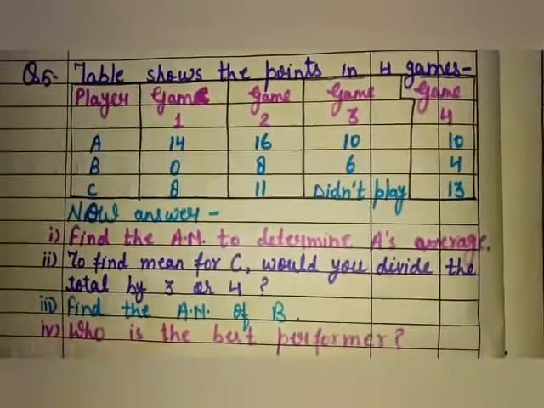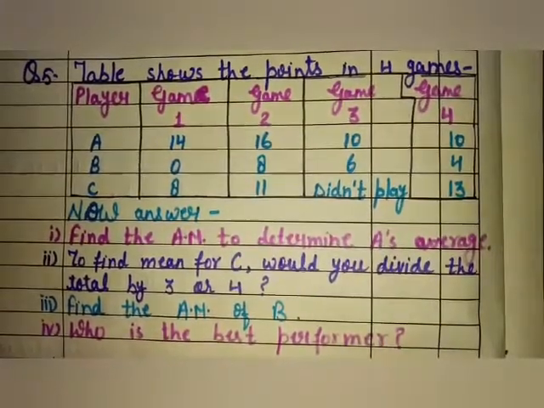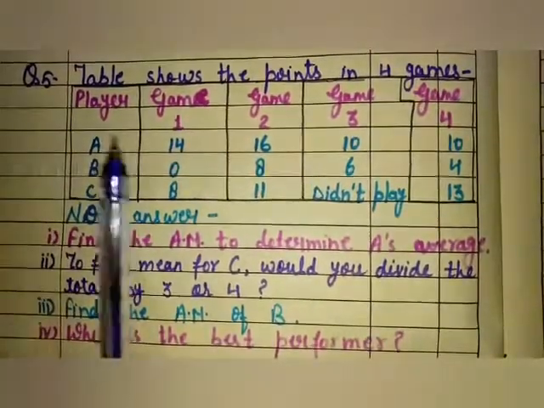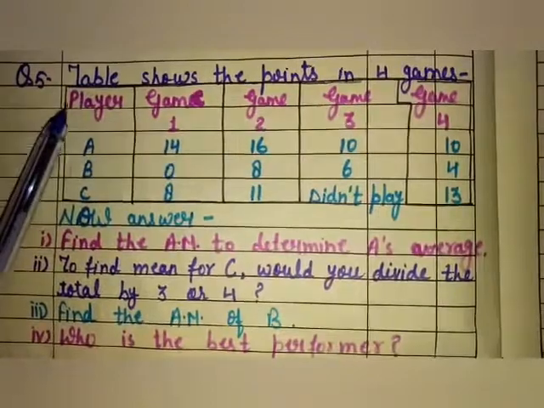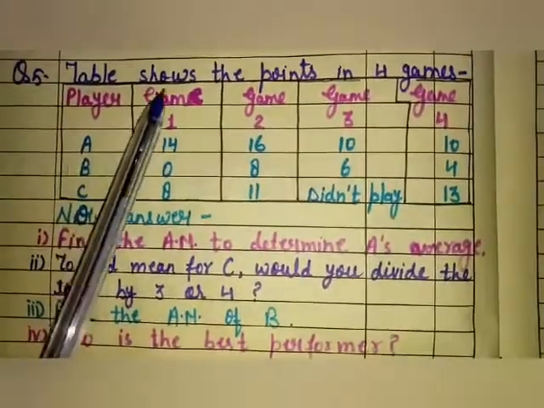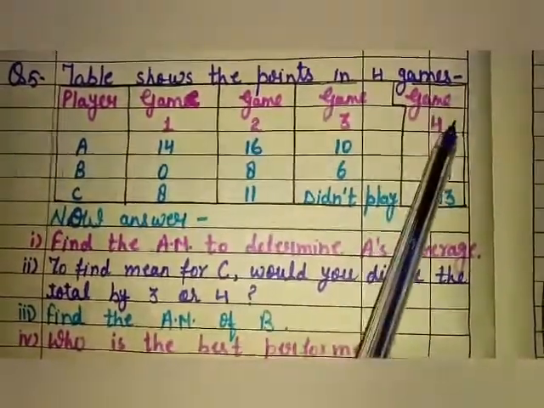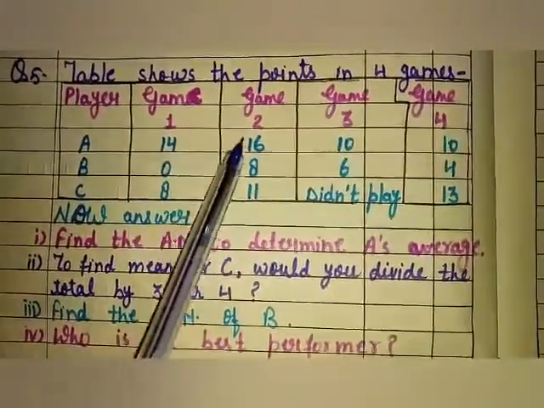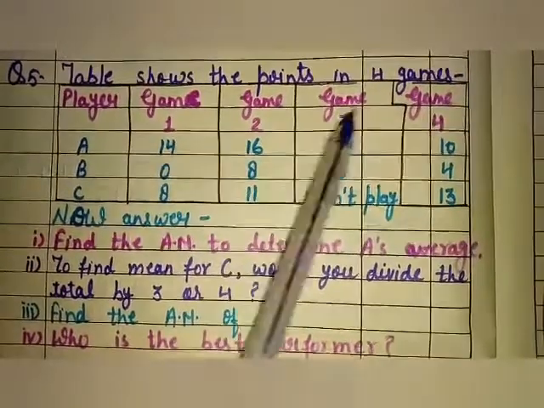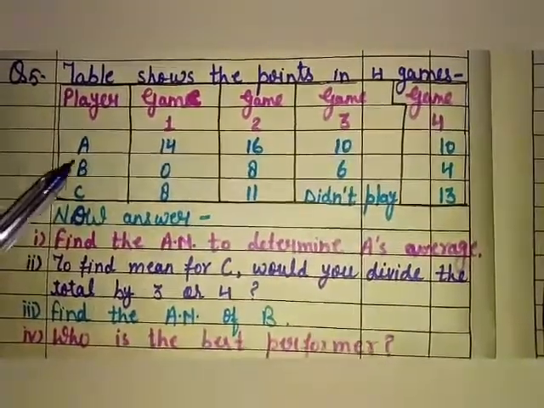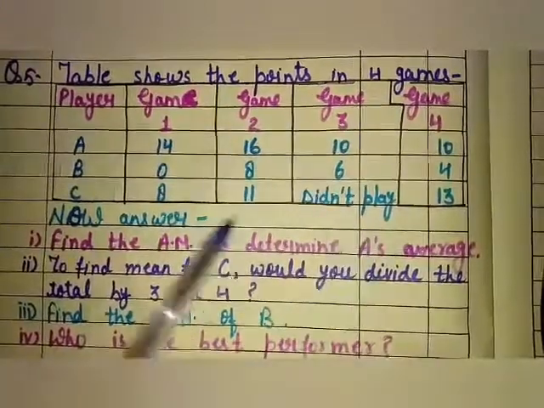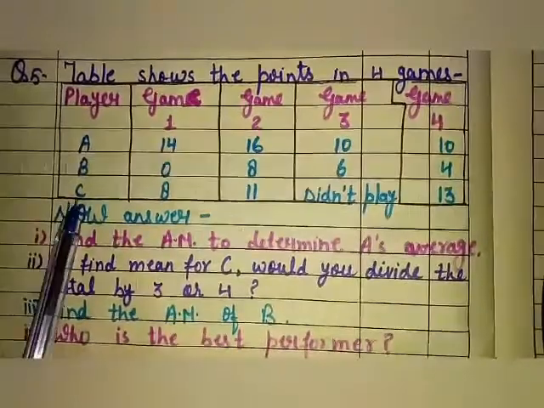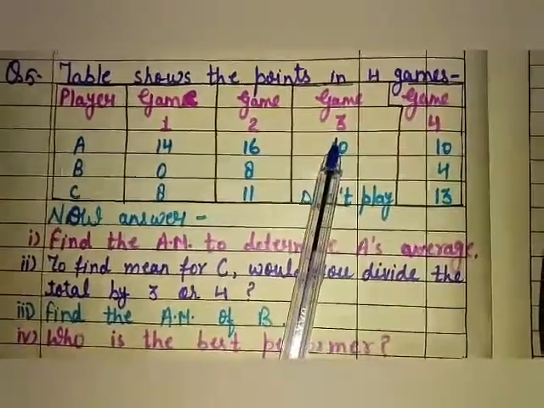Now we are moving to question number 5. The table shows the points in 4 games. These are the players A, B, C, and these are the games: game 1, game 2, game 3 and game 4. A scored 14 marks in game 1, 16 marks in game 2, 10 marks in game 3 and 10 marks in game 4. B and C also obtained these marks in games 1, 2, 3 and 4. C did not play in game 3.